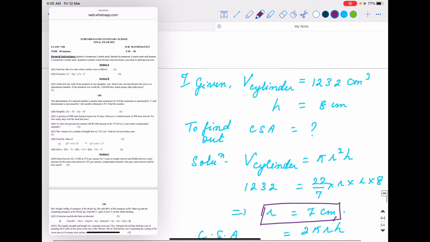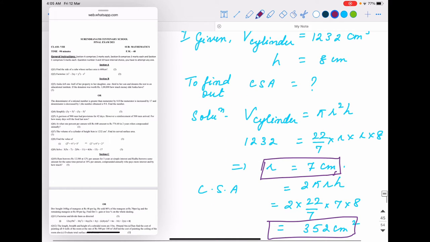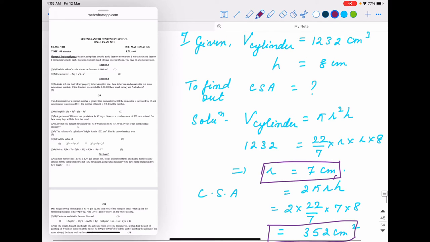Next is question number 7, a mensuration question. The volume of a cylinder is given. Volume of the cylinder is 1232 cm³. Height is 8 centimeters. We have to find out the CSA. CSA means curved surface area. We have to find it out.